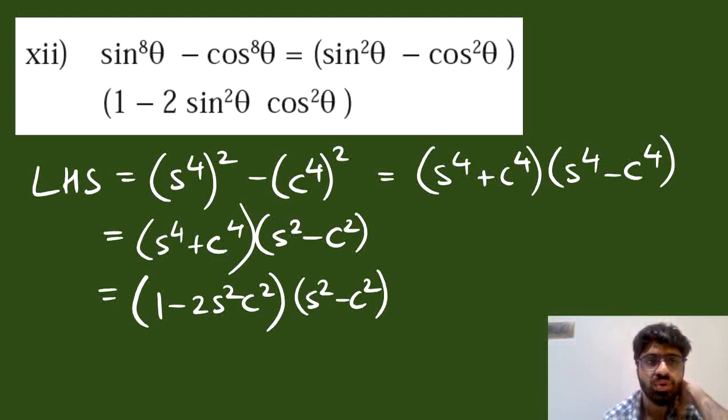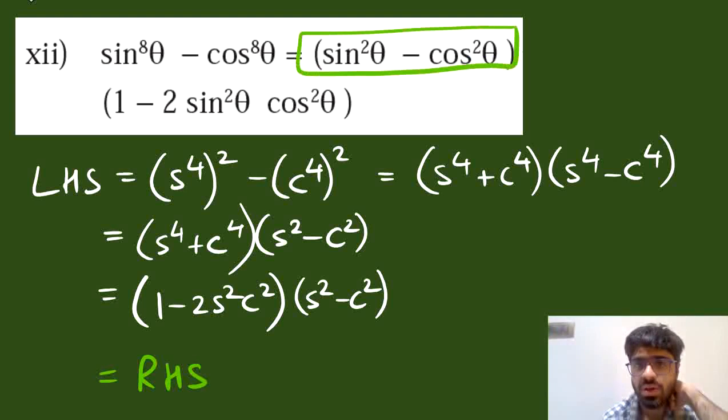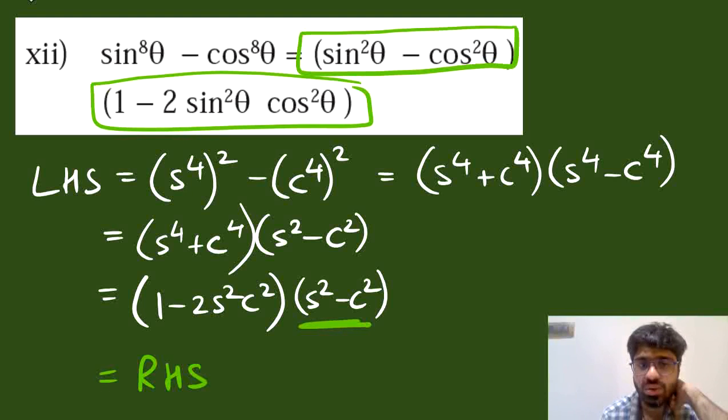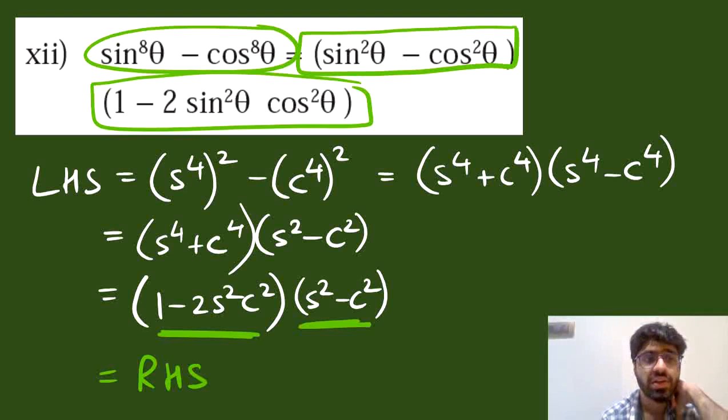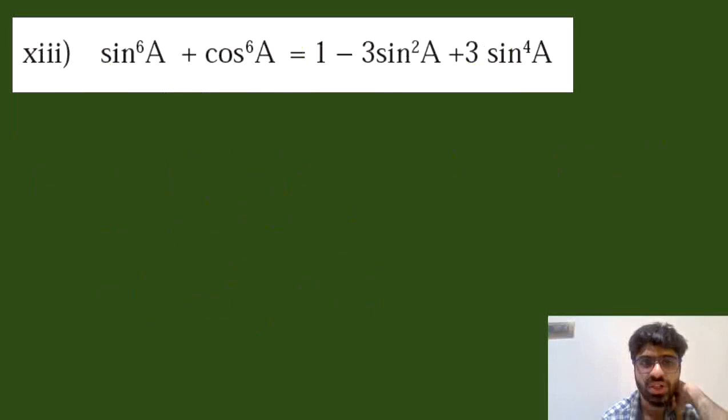Yeah, so we have already proved what we had to prove, because the right hand side basically starts with this. So on the right hand side you had sine square theta minus cos square theta into 1 minus 2 sine square theta cos square theta, and that's entirely the value of your left hand side. Yeah, so that's how we are proving our 12th question. Let's go ahead, the 13th one.